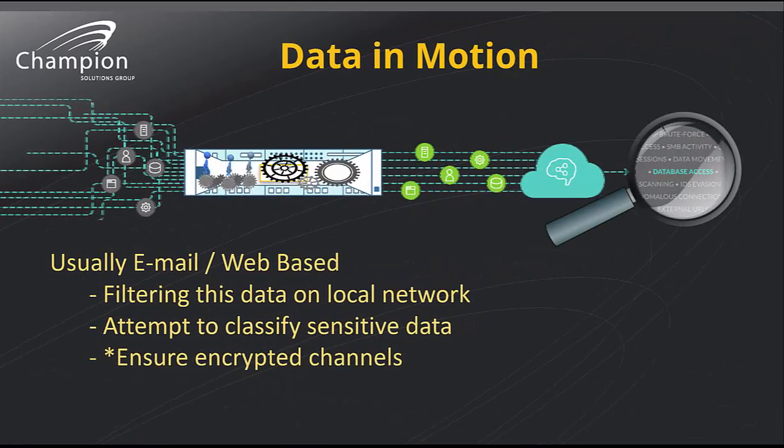Of course, we also have to look at the data in motion. That's the data that's moving across your wire, and then start inspecting some of that. Usually when we talk data in motion in DLP, this is around email and web-based. We have to filter this data on the local network, looking for sensitive information that probably shouldn't leave our network perimeter, and if it does, based on policy, to ensure that it's using encrypted channels to do so when it is allowed to.